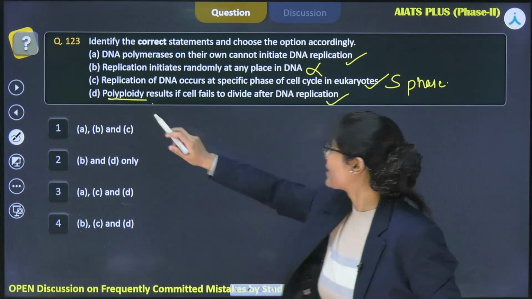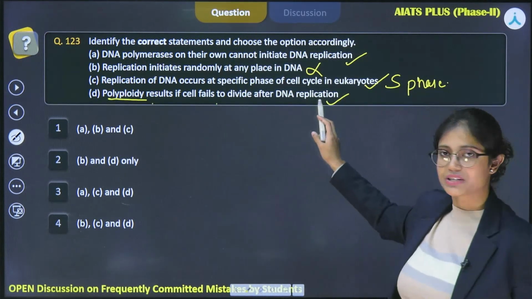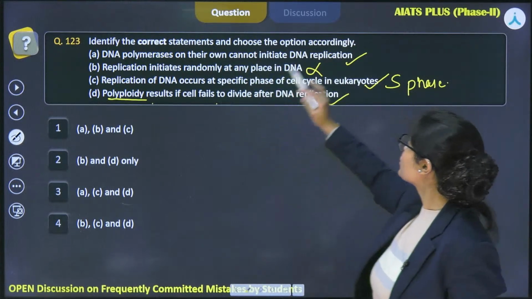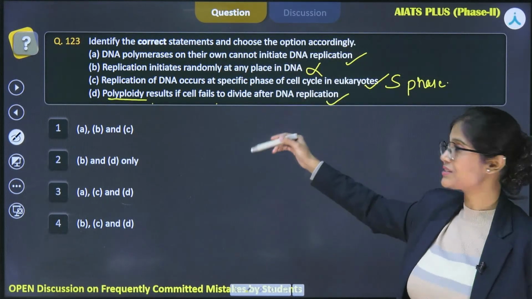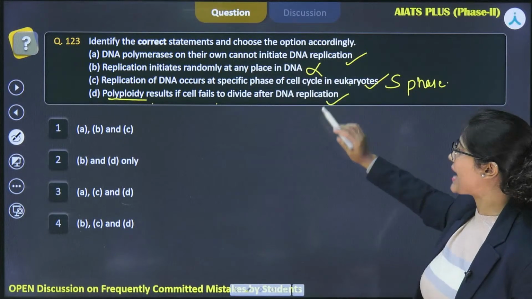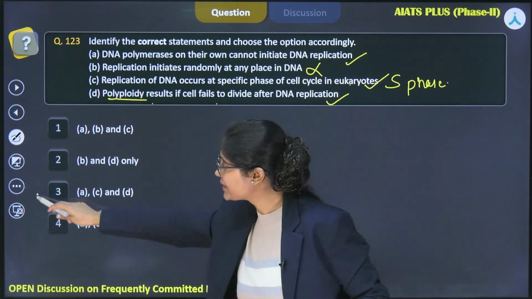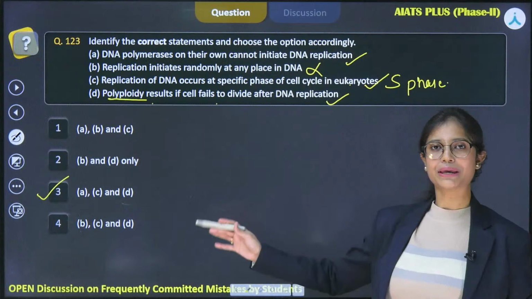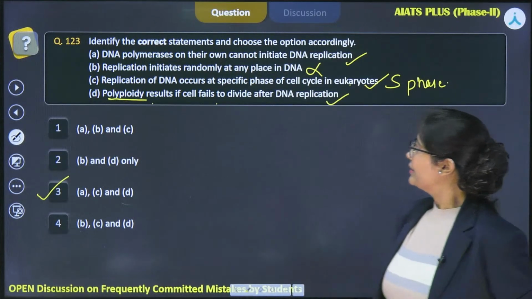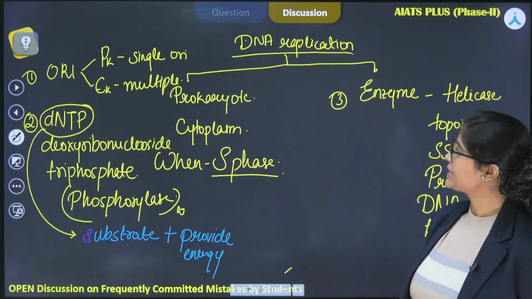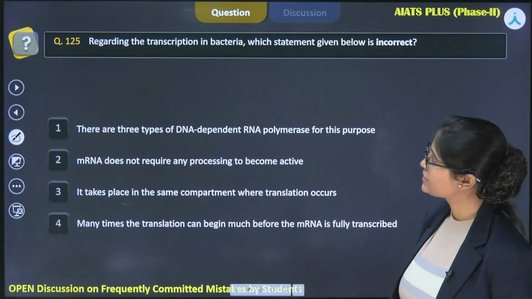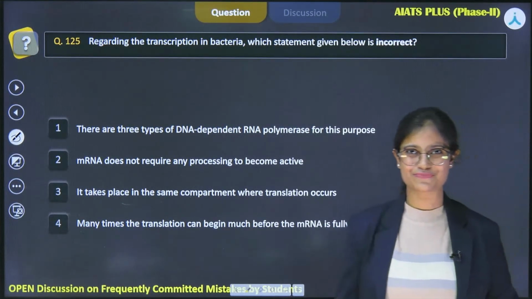This condition will arise if the cell fails to divide after DNA replication. Right, so among 4 statements, 3 statements are true. Those are A, C and D, and it is correctly depicted in option 3. So this is how we can hit the correct answer. Okay, now let's proceed to the next question, that is question number 125.